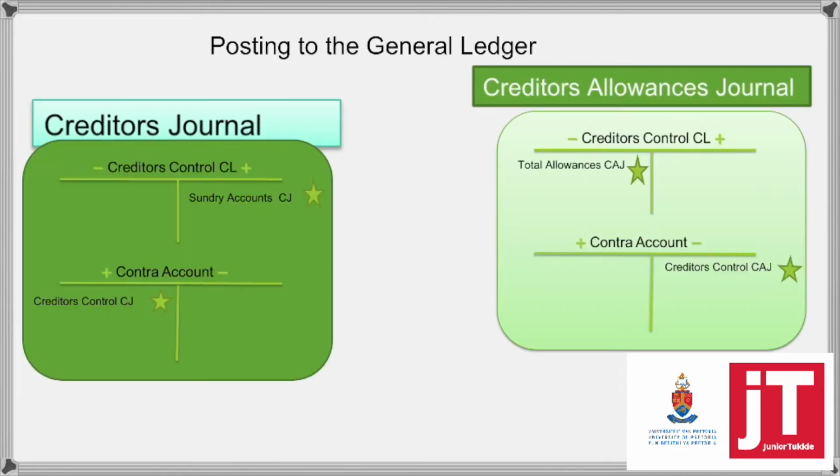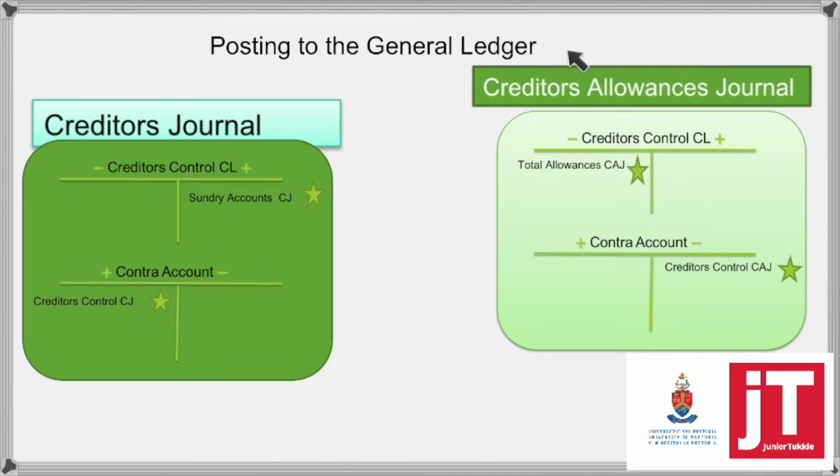Now we're going to move on and we're going to look at the posting. Now remember, if we post to the general ledger, the rule for posting the creditors journal is credit the creditors control account with sundry accounts or total purchases and debit all the contra accounts with creditors control.